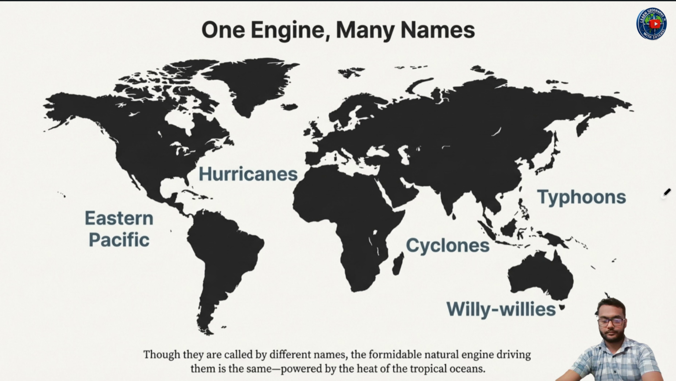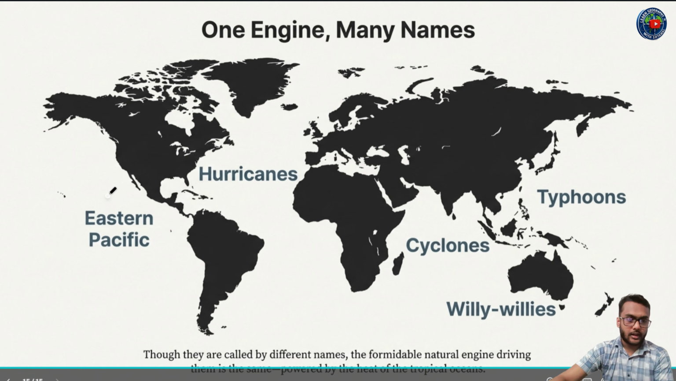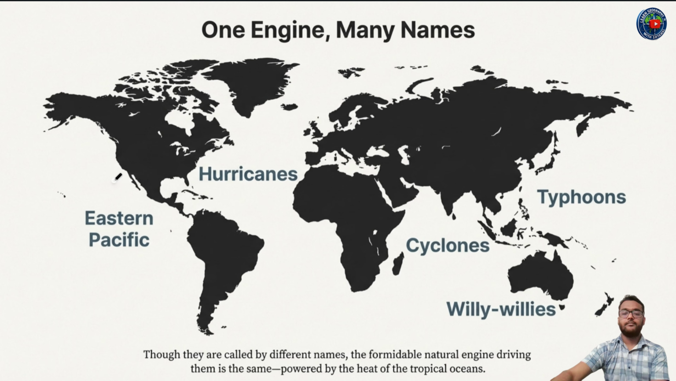Okay, like this. There are various names for these cyclones in different regions. Hurricanes in the eastern Pacific, cyclones in the Indian Ocean and Australia, typhoons in the South China Sea or Japan portion. So they are called by different names. But the formidable engine driving them is the same, powered by the heat of the tropical oceans.